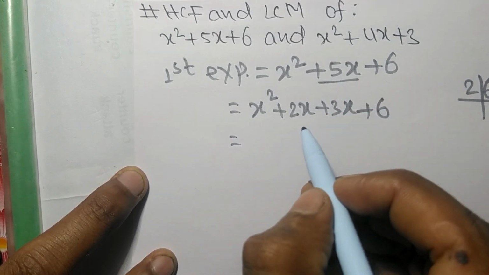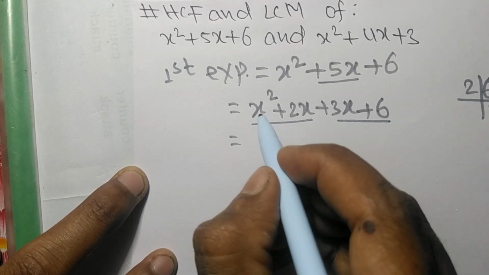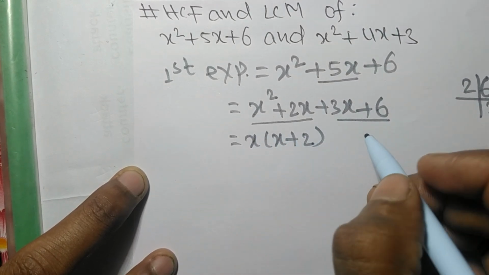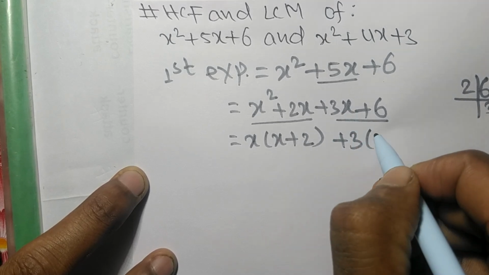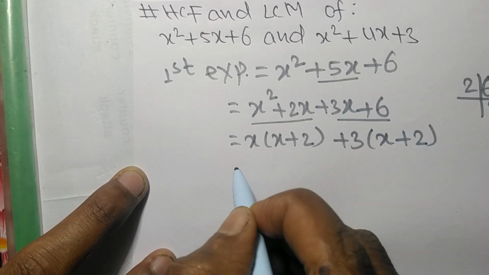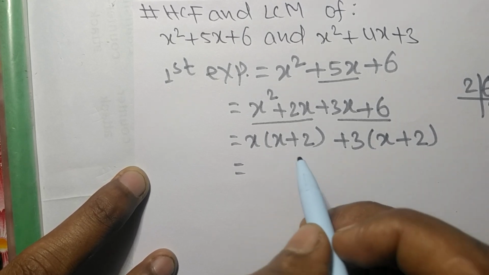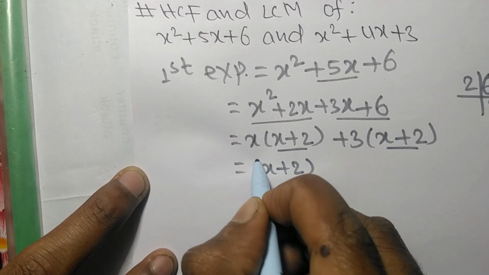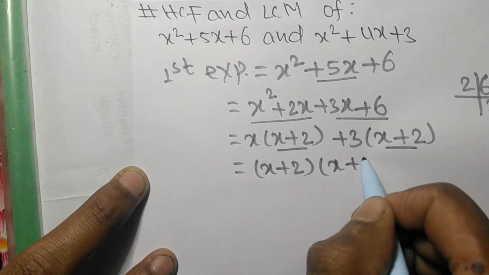So now we find the common factor in these first two terms and in these last two terms. Common here is x, remaining x plus 2. Common in these two is plus 3. So remaining in the first is x plus 3 times 2, which means 6, so 2. Now again we find the common in these both expressions. Both contain x plus 2, so x plus 2 is common, and the remaining in the first is x, in the second is plus 3.